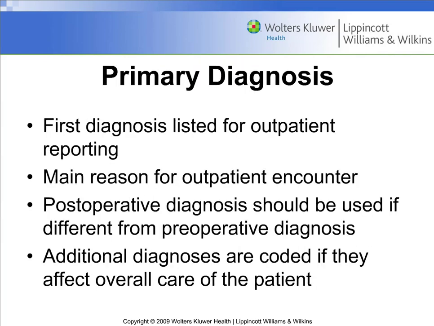All right, so this just reiterates what a primary diagnosis is. It is the first diagnosis that's listed for outpatient reporting. It is the main reason for outpatient encounters. Post-operative diagnosis should be used if different from a pre-operative diagnosis. And then additional diagnoses are coded if they do affect overall care of the patient.